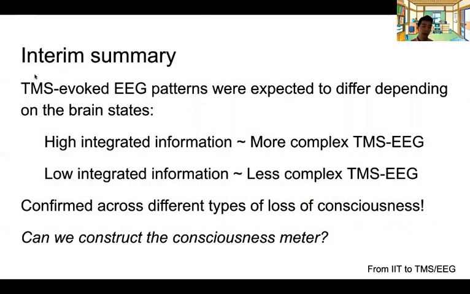So as an interim summary, TMS evoked EEG patterns were expected to differ depending on the varying states. A high integrated information system should generate more complex TMS EEG patterns, and a low integrated information system should generate less complex TMS EEG, either activated all the time or activated only in parts. Both of these were confirmed across different types of loss of consciousness. And the next question would be, can we construct a consciousness meter based on this idea? That's what I'm going to talk about in the next video.